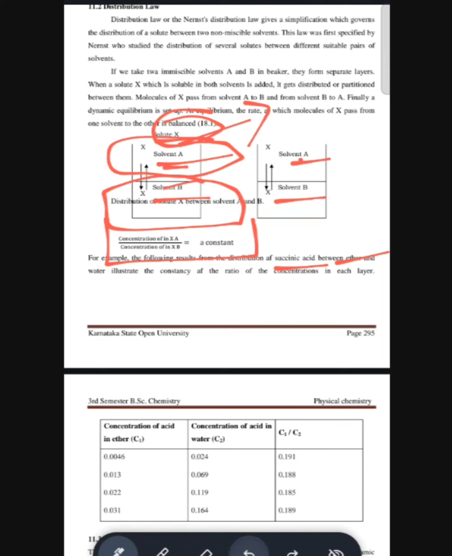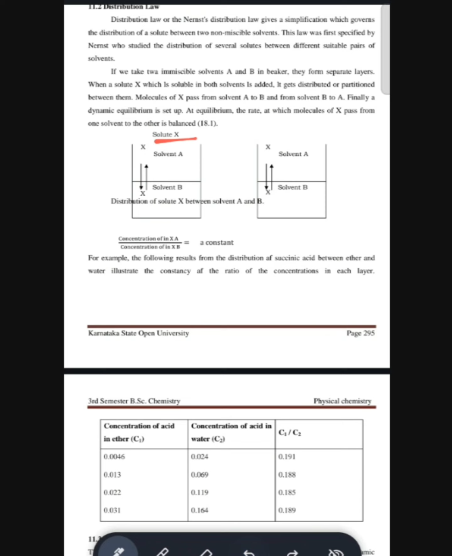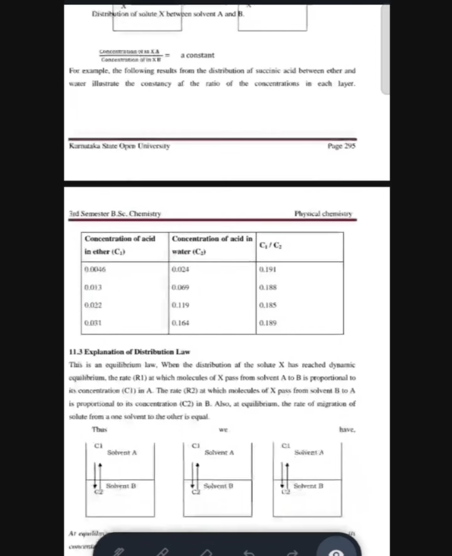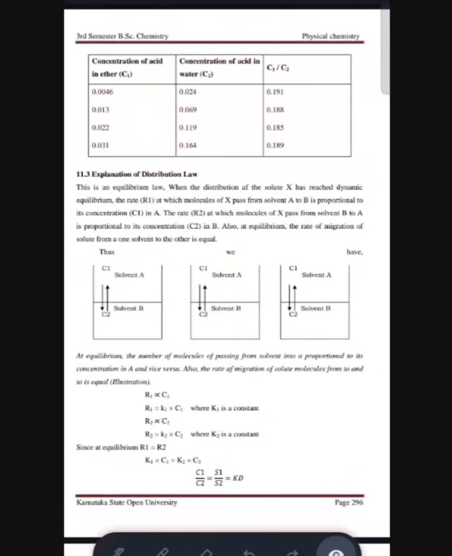The concentration of X in A is the general equation that we have taken. The concentration of X in A divided by the concentration of X in B is equal to a constant. We are going to calculate for this also with the same equation: concentration of X in A divided by concentration of X in B, C1 by C2, and you will get the constant. So this is how we calculate the distribution law.